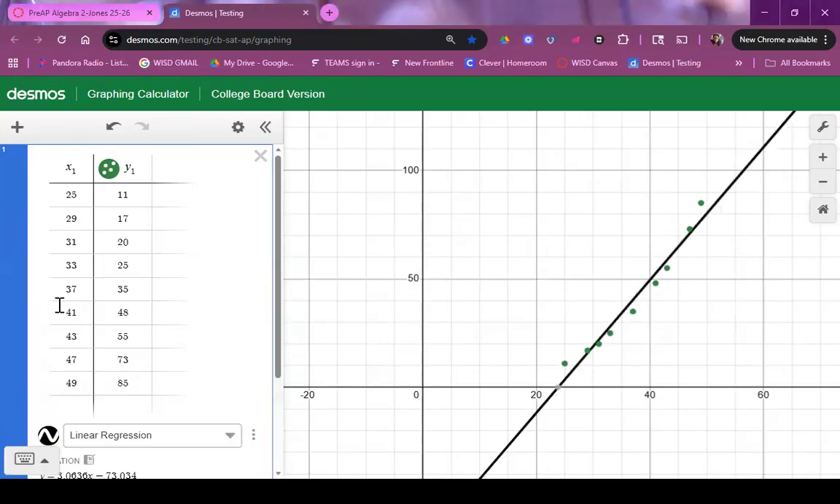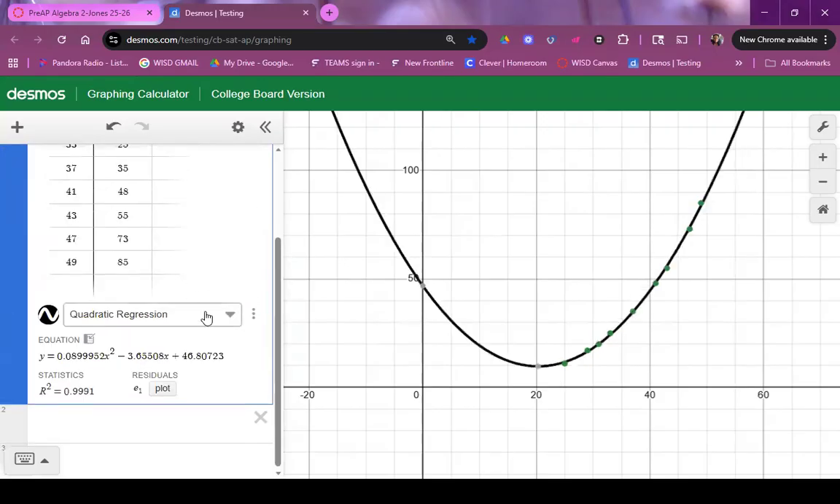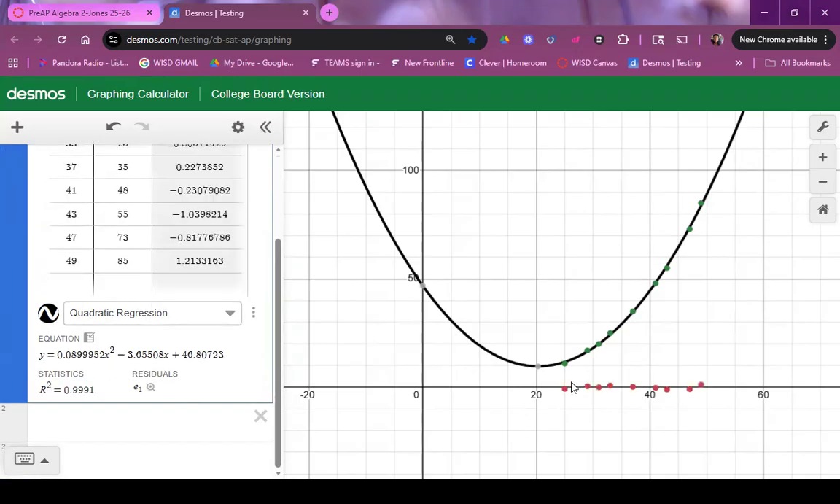I'm not doing linear. I'm switching to quadratic. Quadratic is at a 0.999991. Pretty darn good. If you look right here at our residual plot, notice how our residual values are almost on the positive x-axis, right? They're almost equally lined up on that positive x-axis, which lets us know that this is a really great model for a quadratic regression.